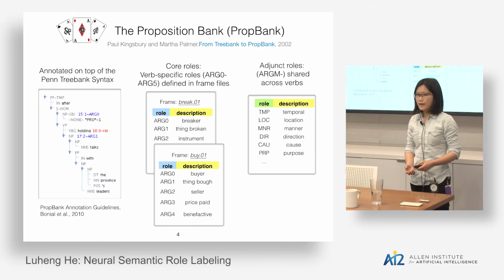It also has a set of adjunct roles, with the prefix ARGM, and they're shared across all the different verbs. Those are used to describe the modifier attributes of the semantic structure. So they can be temporal, location, manner, direction, cause, purpose, etc.